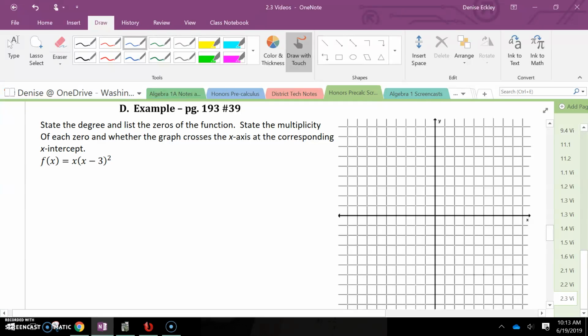Page 193, number 39. State the degree and list the zeros of the function. State the multiplicity of each zero and whether the graph crosses the x-axis at the corresponding x-intercept, and then we're going to graph the function. So let's start with the degree.